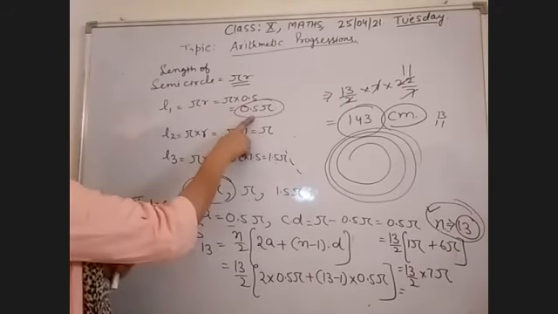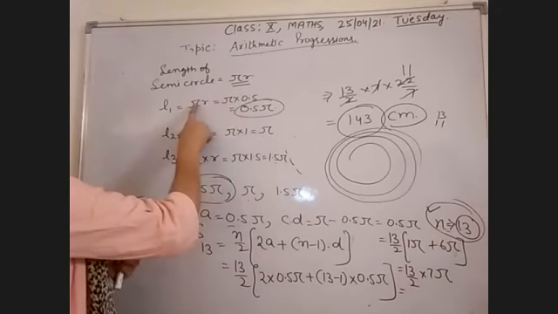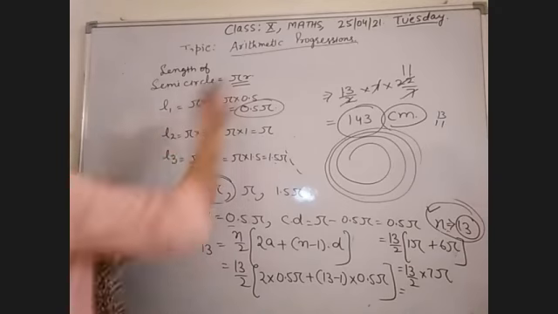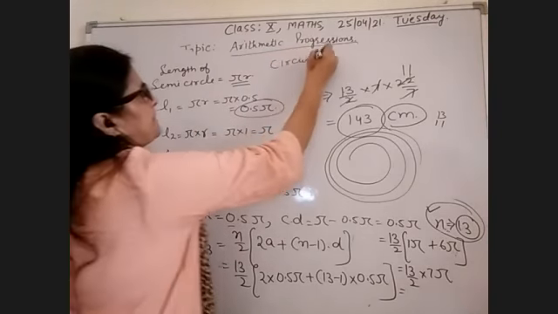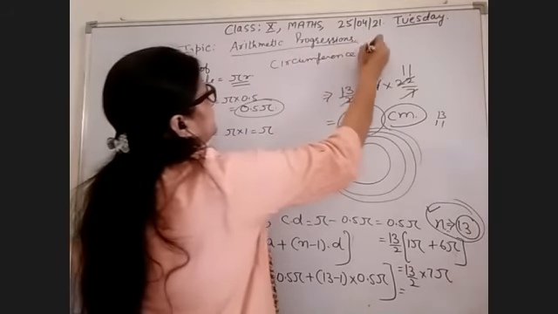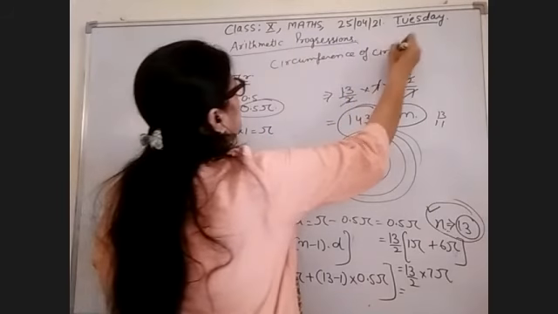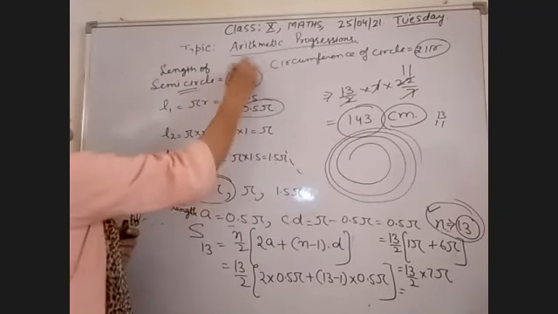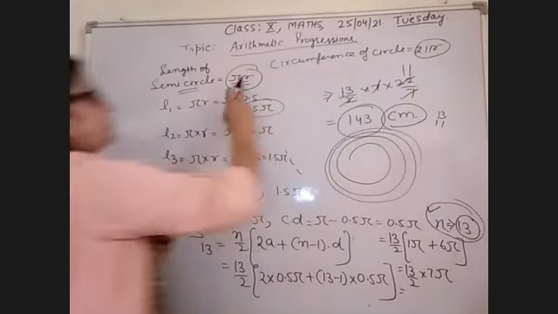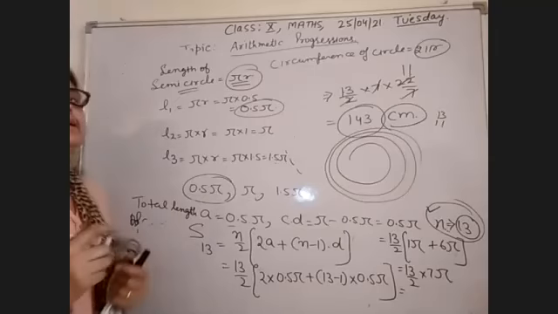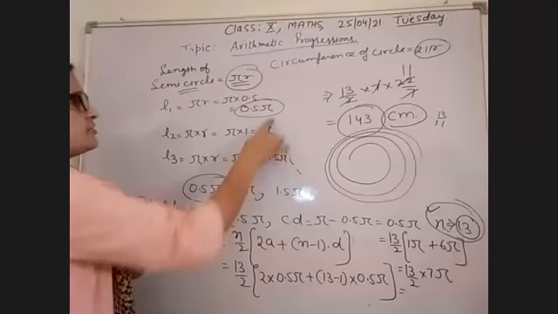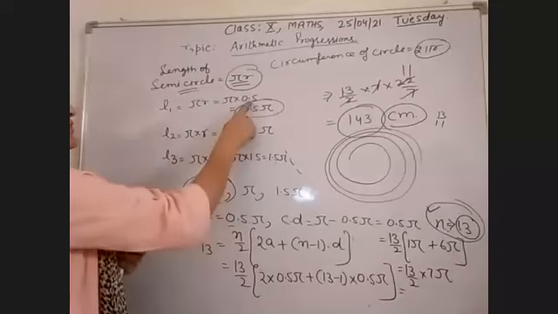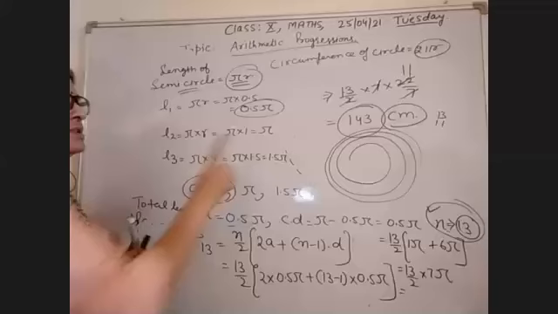First you have to find the length of the first spiral, that is pi r. The total circumference of the circle is 2 pi r, and the length of a semicircle is pi r. When you divide 2 pi r by 2, you get the length of the semicircle. This is also forming an AP, because the first radius is 0.5, the second is 1, the third is 1.5.